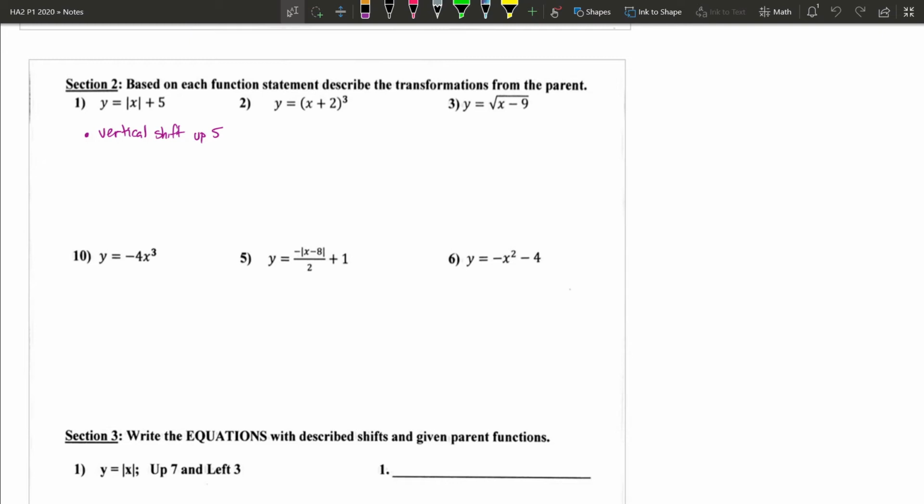Okay, for the next one. This one is shifted to the left 2. This is just like what we did at the beginning of the year. Number 3, we got our parent function. We've only got one thing going on. This guy is shifted right 9. Inside's lie, we're doing the opposite of what that sign is kind of telling us to do.